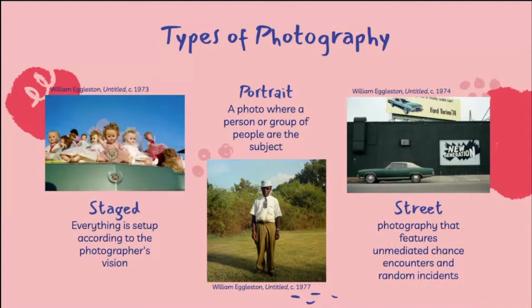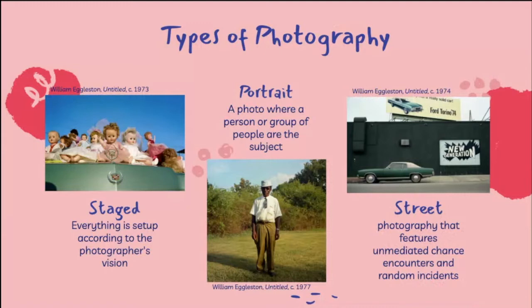And then finally we go to my favorite, which is street photography. It's photographs that feature unmediated chance encounters and random incidences. So unlike the dolls in the other example, this example has a car with an ad for the same car in the same color and this beautiful new generation sign on this shop.